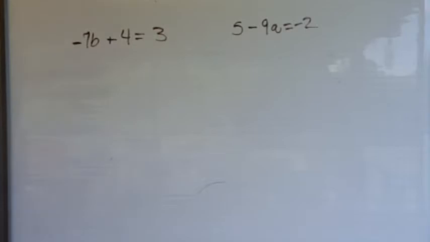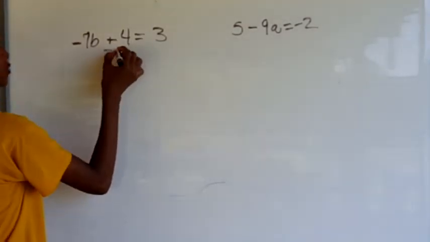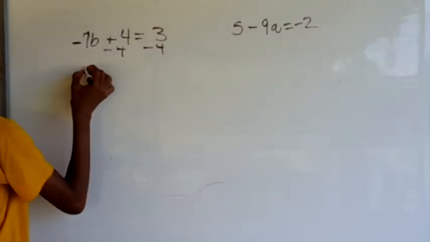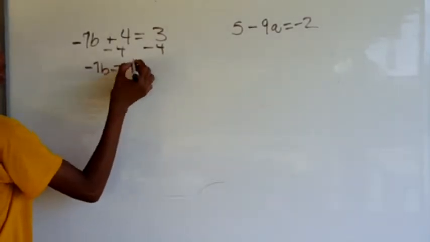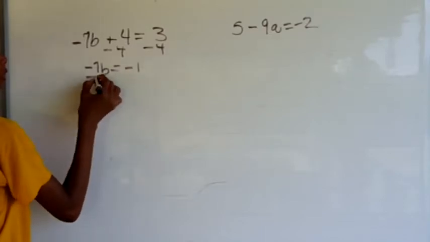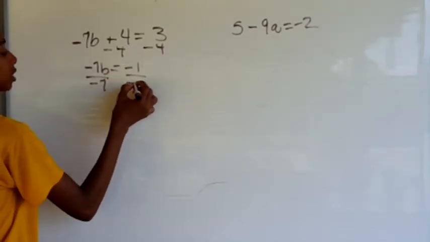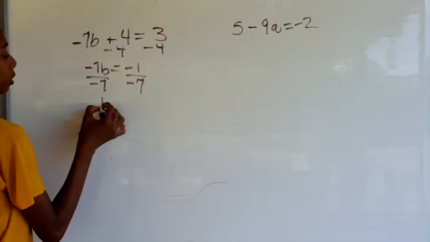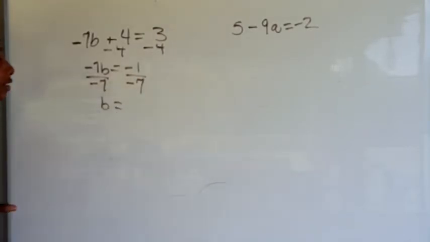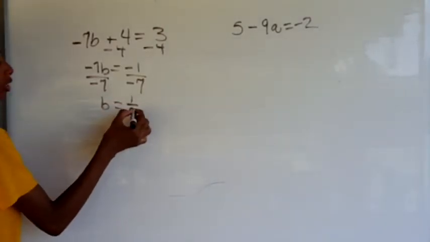Alright, so we have negative 7b plus 4 equals 3. Alright, so we're going to do minus 4 on both sides. That leaves us with negative 7b on this side, and 3 minus 4 is negative 1. So then we divide by negative 7. That leaves us with b equals negative 1 over negative 7, which we know a negative divided by a negative is a positive. So that's going to be b equals positive 1 over 7.